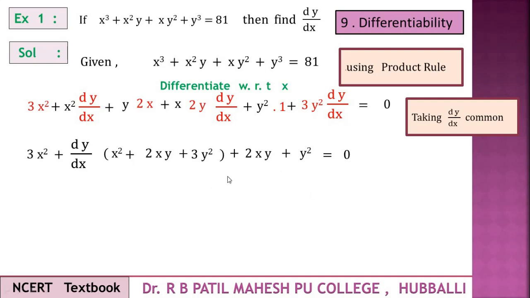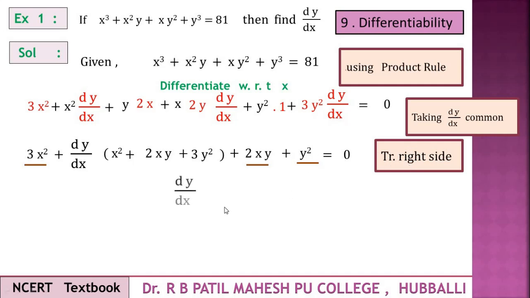So these are the three terms, dy by dx free terms. Transfer these three terms to the right side. If you transfer dy by dx as it is, the bracket function is equal to, now if I transfer these three terms to the right side, the signs change. Plus 3x square becomes minus 3x square, plus 2xy becomes minus 2xy, and plus y square becomes minus y square.